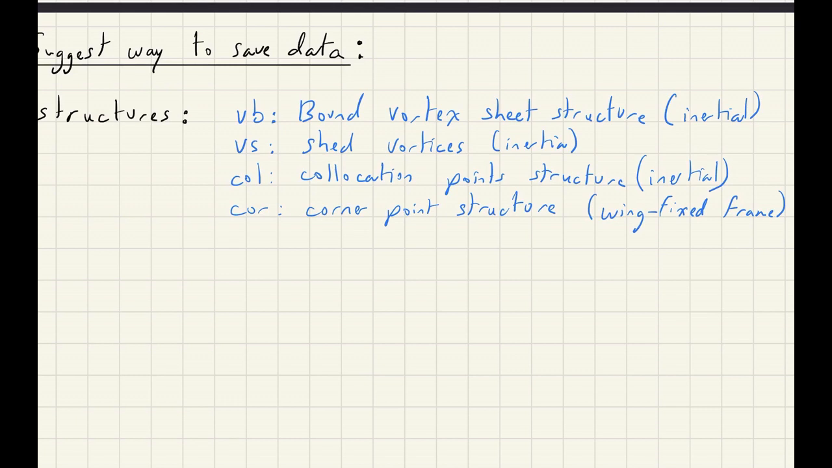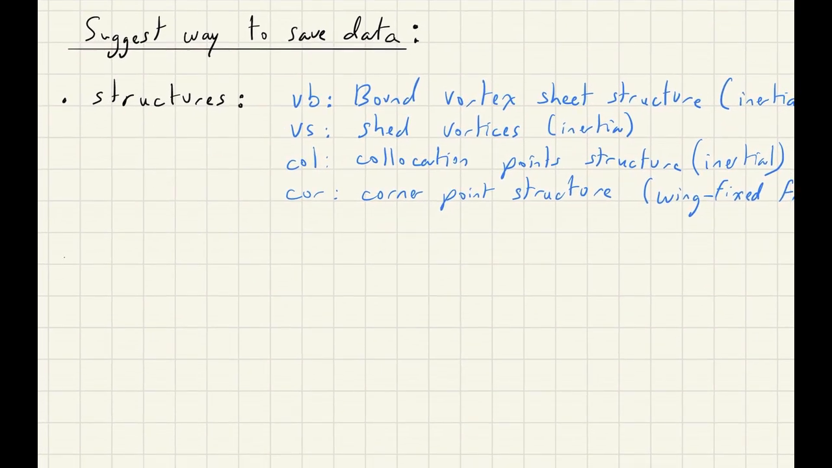just so that you have the contour of the camber you're using in the wing fixed frame. And using this method to save the data makes it easier to track time history. So you can basically save the vortex sheet information, the shed vortices information, and all that for each time step. So you can save the information regarding the evolution of the aerodynamic system you're working with.